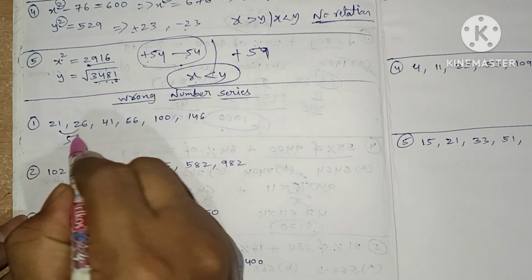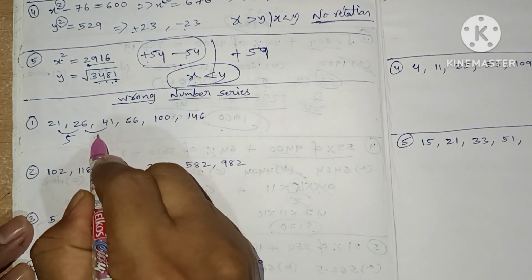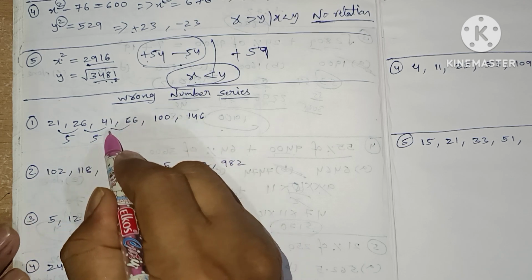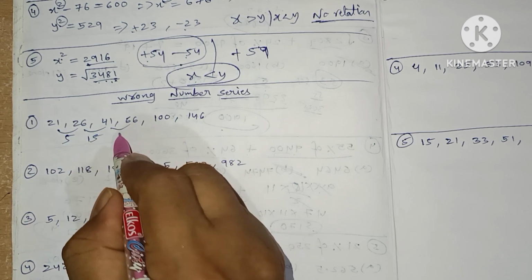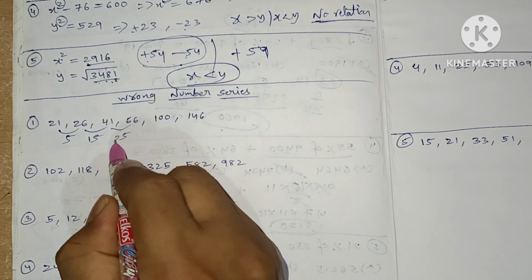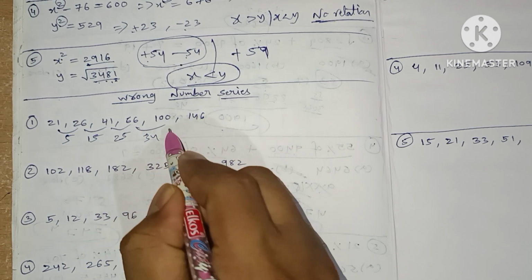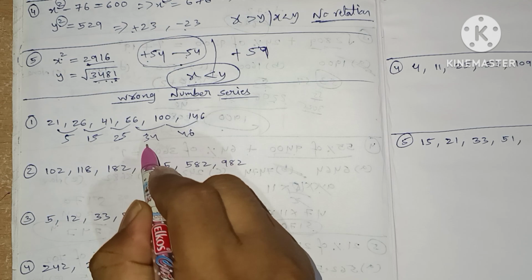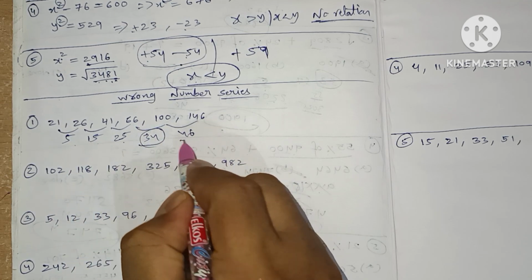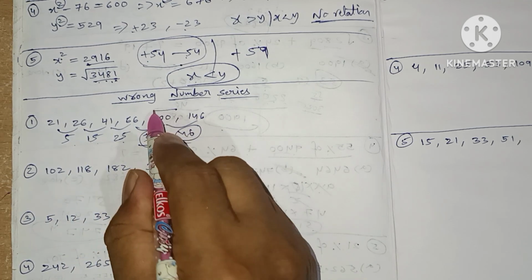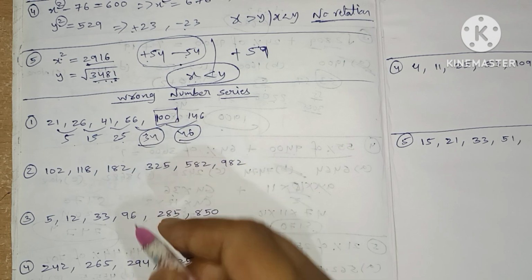Here we see a difference of 5, again a difference of 5, 15, again a difference of 5, 25. Here we see a difference of 34, 46. These are factors of 5, but these are not. So in between them, this is our wrong number. 100 is our wrong number.